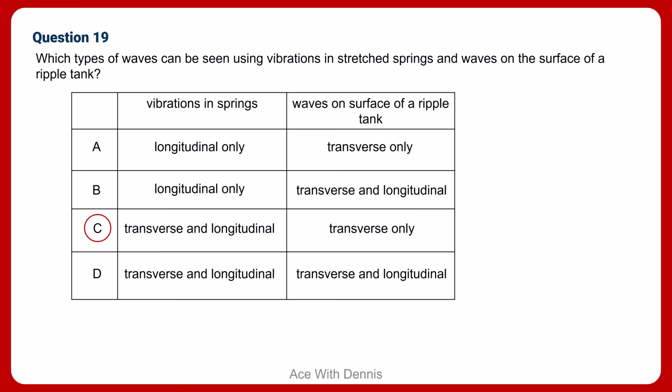The answer is C. The vibrations in springs are transverse and longitudinal, while the waves on the surface of a ripple tank are transverse only. Okay, so remember, in the vibration in a spring, we can produce both transverse waves and longitudinal waves, while on the surface of a ripple tank, we can only produce transverse waves.